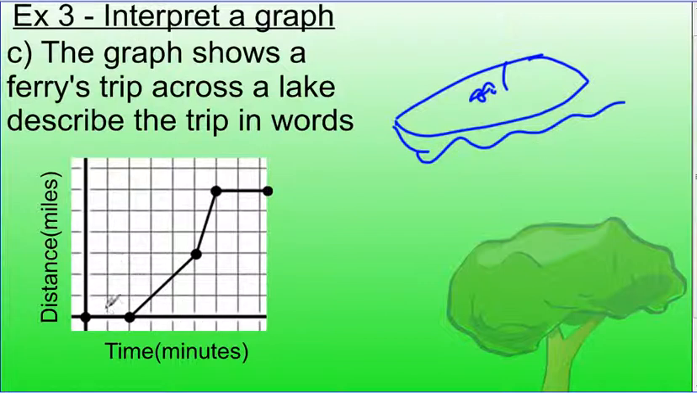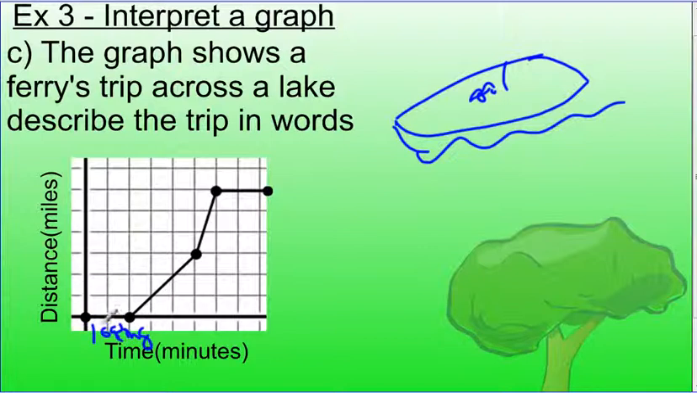So we got this minutes and distance thing. So again, the slope of this is showing the speed. So right now the speed is 0. It's not moving at all. So why would the boat not be moving? Well, if people are getting on the boat, so we're loading people up.